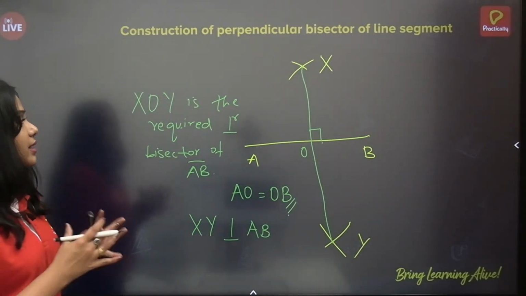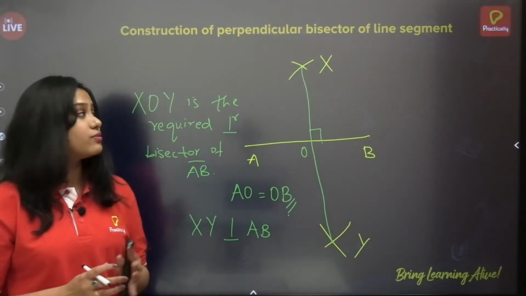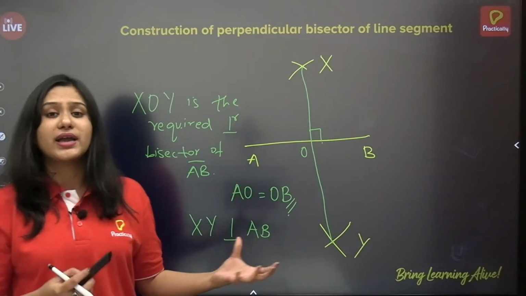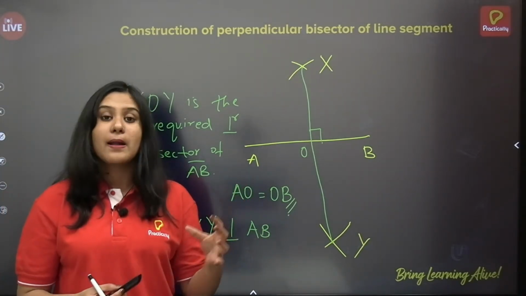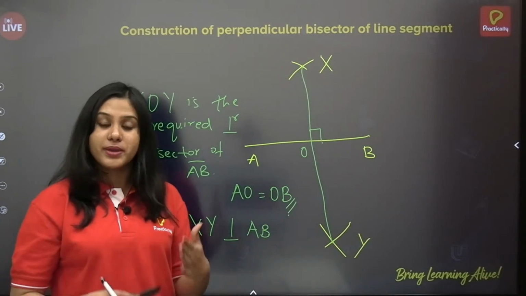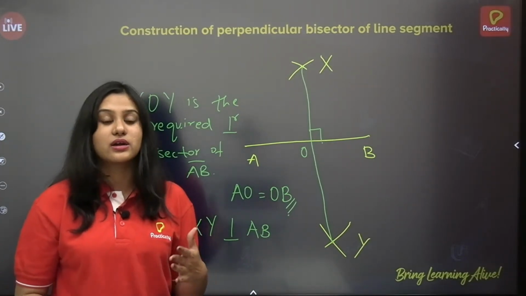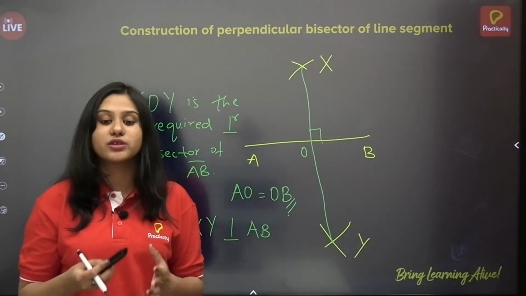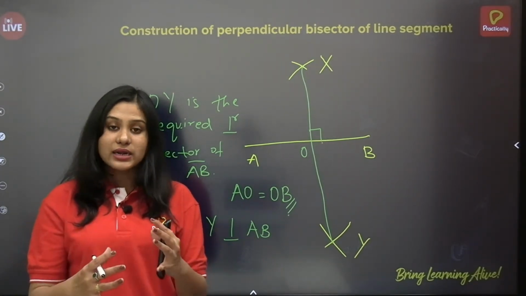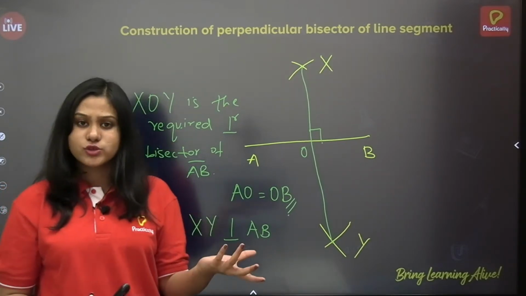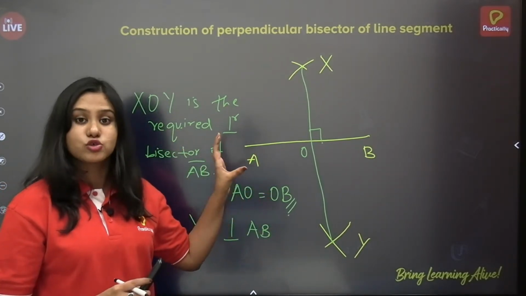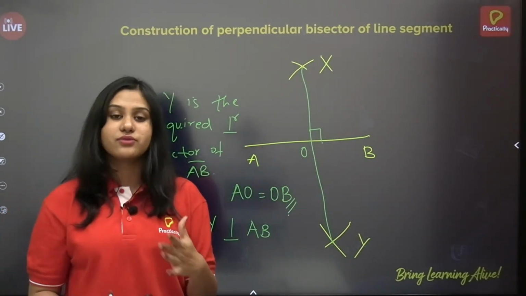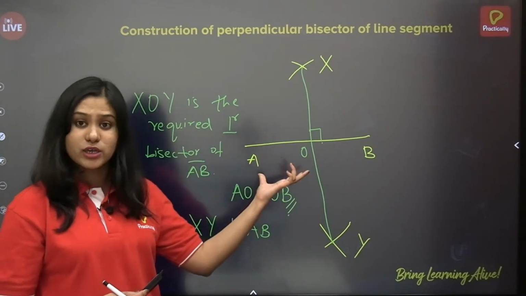Alright, so this is about drawing a perpendicular bisector of the line segment. And again, I'm telling you this won't be your direct question in your exam, okay? The applications of these will be in the further constructions, like when one side is given, base is given, base angle is given, and the sum of the other two sides is given. So in those constructions, or when the difference of two sides is given, we would need to draw the perpendicular bisector of the given line.